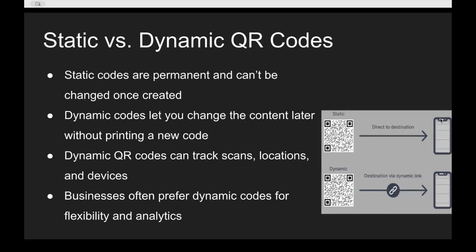Static versus dynamic QR codes. Static codes are permanent and can't be changed once created. However, dynamic codes let you change the content later without printing a new code. Dynamic QR codes can track scans, locations, and devices. Businesses often prefer dynamic codes for both flexibility and analytic reasons.